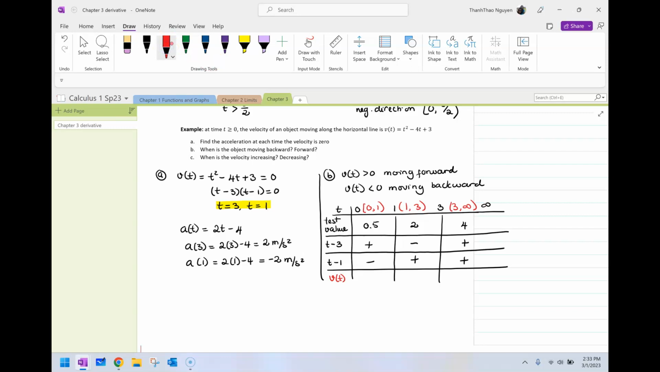Which means v of t is negative in the interval from 0 to 1, negative in the interval from 1 to 3, and positive in the interval from 3 to infinity. This means the object is moving backward in the interval 0 to 1, union 1 to 3. Moving forward in the interval of 3 to infinity.